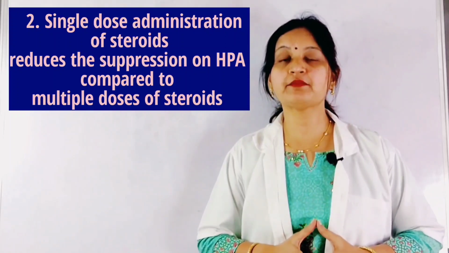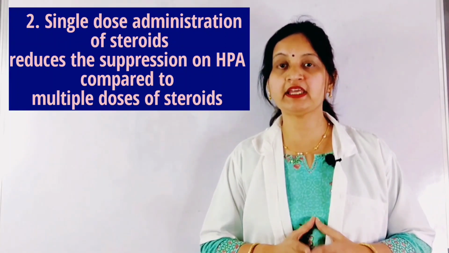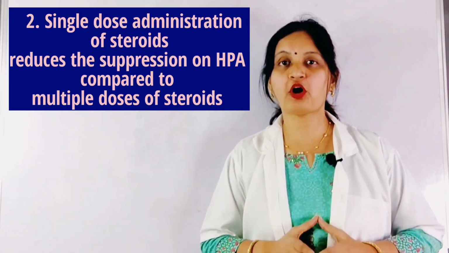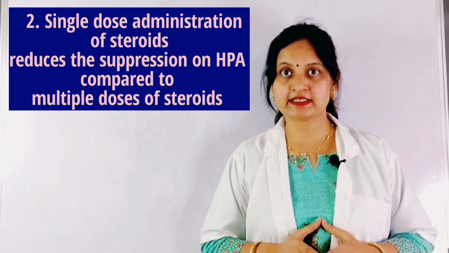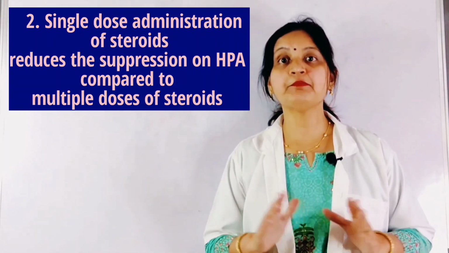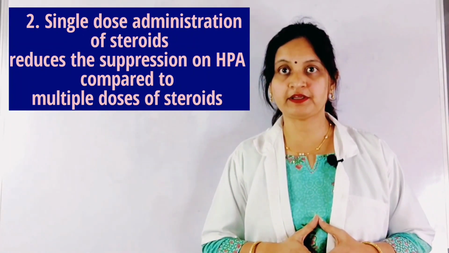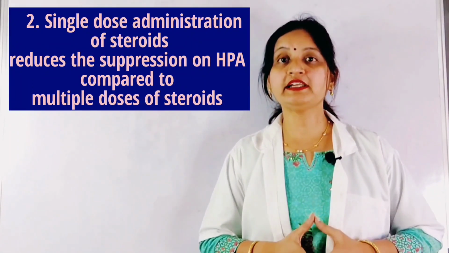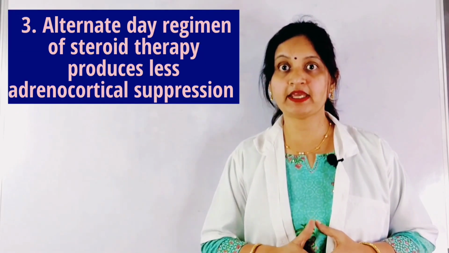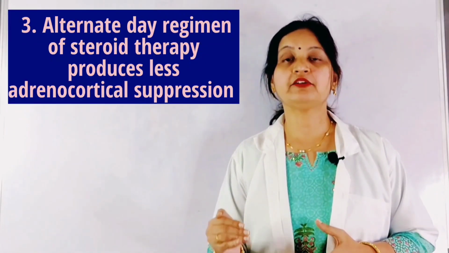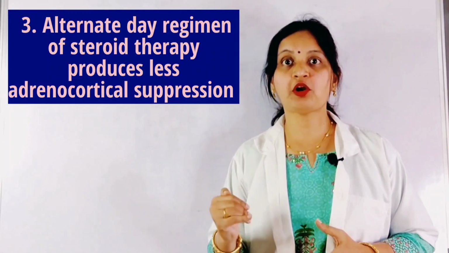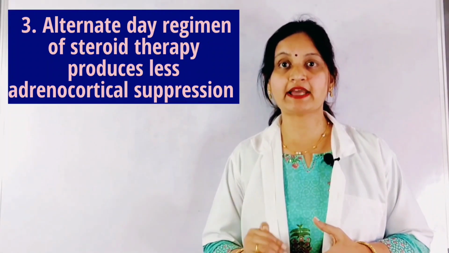Secondly, single dose administration of steroid in the morning reduces the suppression of the hypothalamic pituitary axis. This is because it mimics the diurnal rise in cortisol levels in the body. Thirdly, an alternate day regimen of steroid therapy is preferred because it reduces the suppression of the hypothalamic pituitary axis.